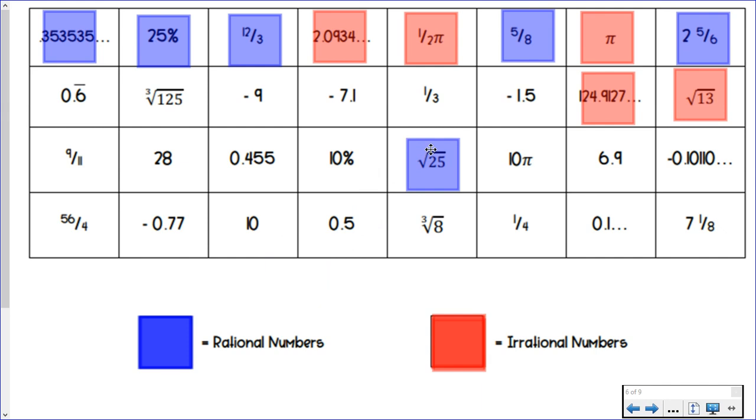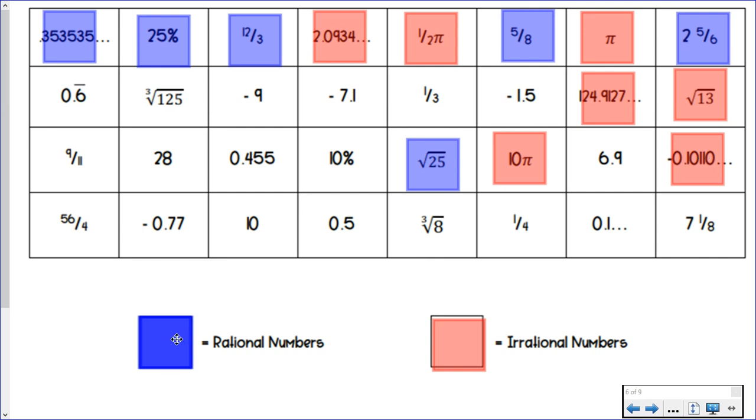10 pi. So I look at the next row. 10 pi is irrational because it is pi being multiplied by 10. It's still going to be a number that goes on and on forever that does not have a pattern. The next irrational number is negative 0.10110. This goes on and on forever. There is no pattern.